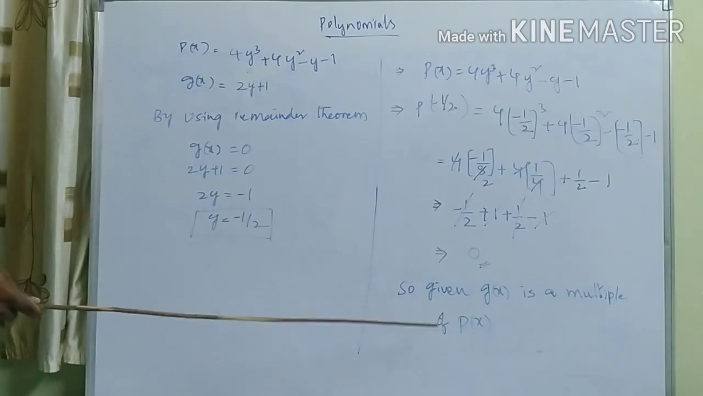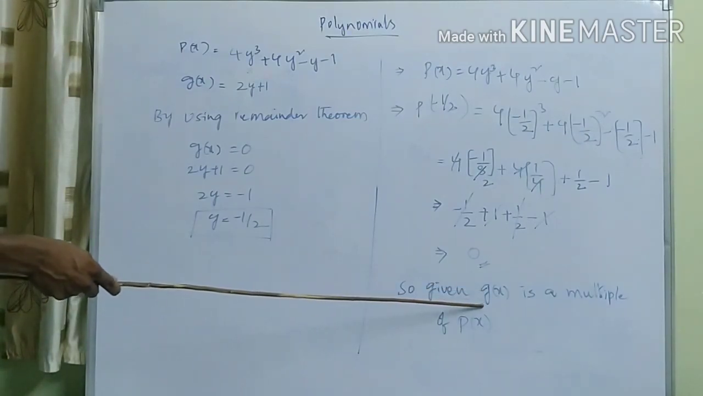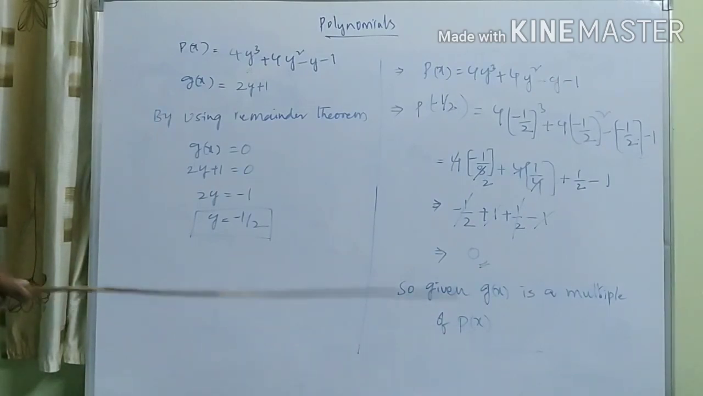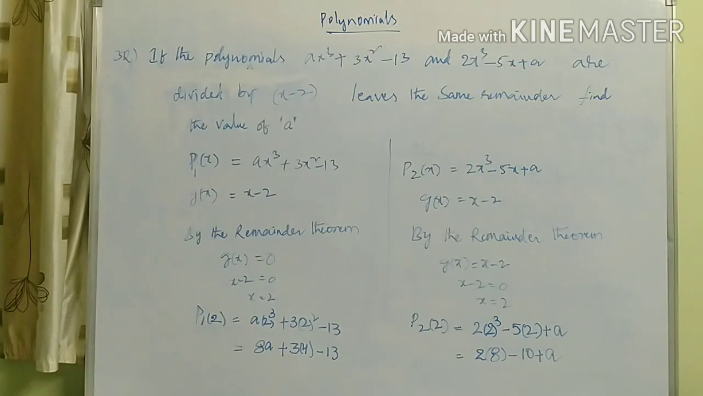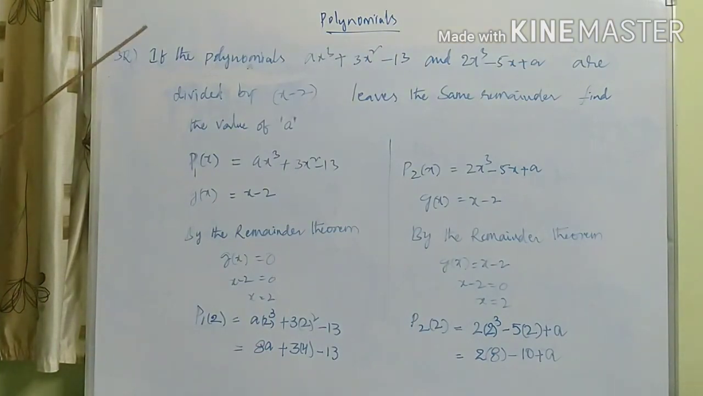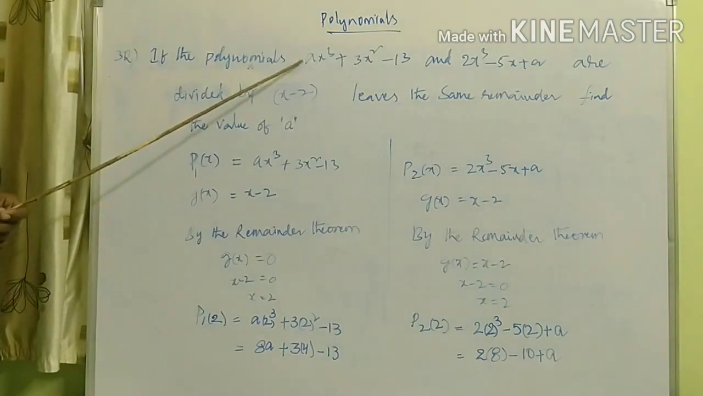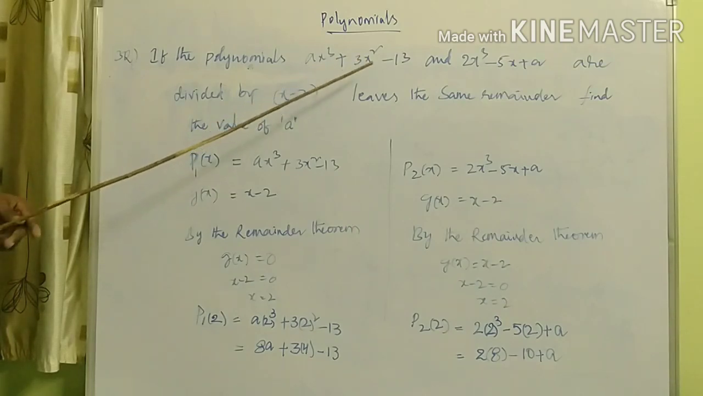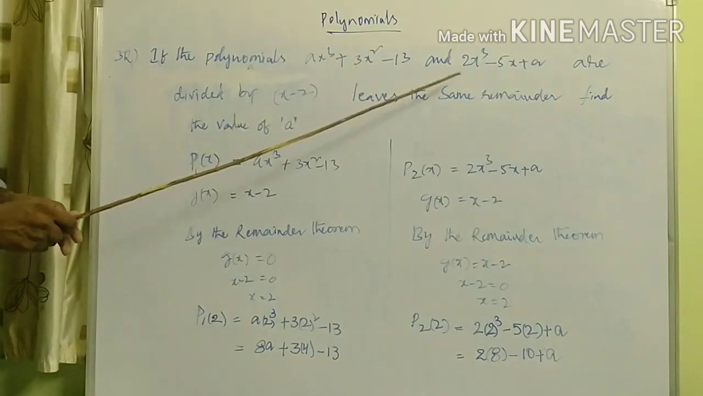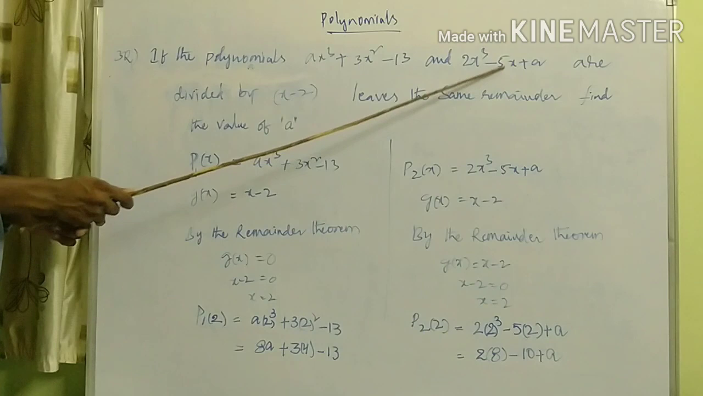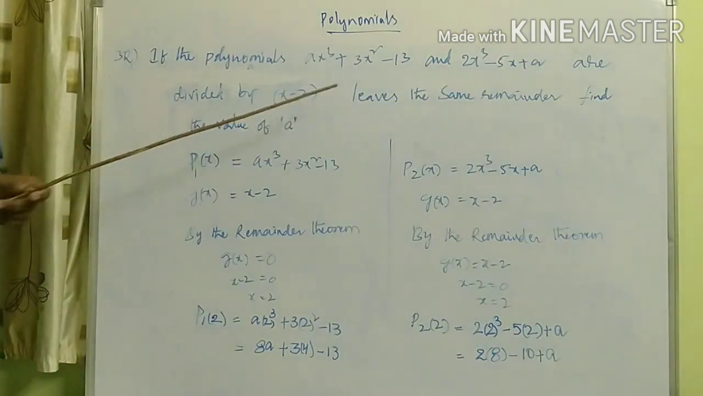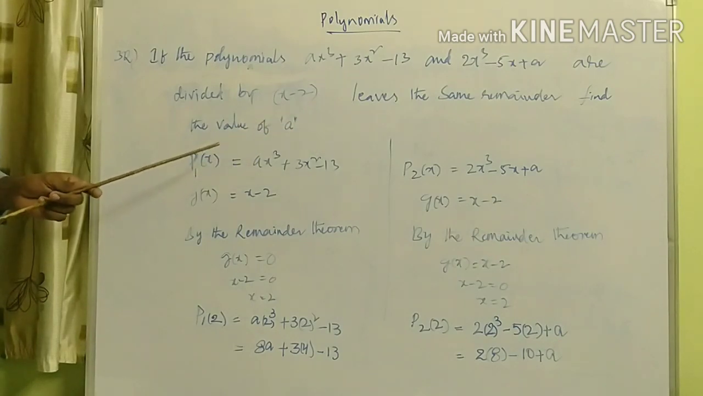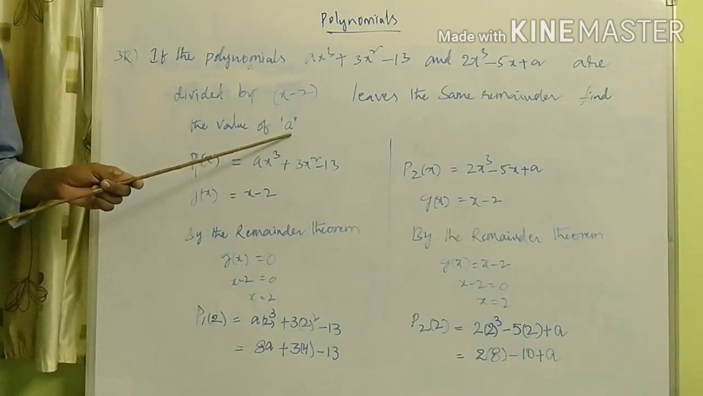So given g of x is a multiple of p of x means given g of x is a factor of p of x. Here our second question, that is, if the polynomials ax cube plus 3x square minus 13 and 2x cube minus 5x plus a are divided by x minus 2 leaves the same remainder, find the value of a.